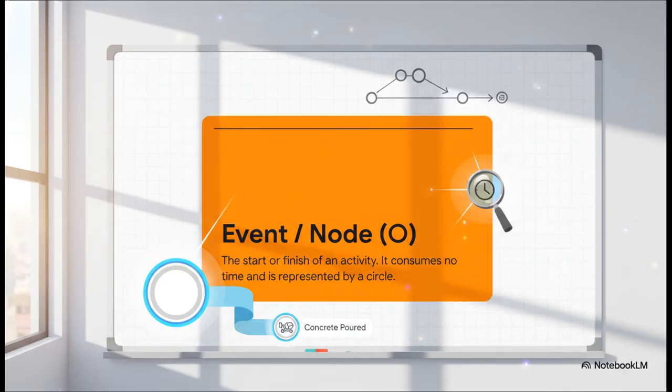Next is the event, which you'll also hear called a node. Now, this isn't work, it's a moment in time, a checkpoint. Concrete has been poured. Code is complete. It doesn't take any time itself, it just marks a milestone, and we draw it as a circle.